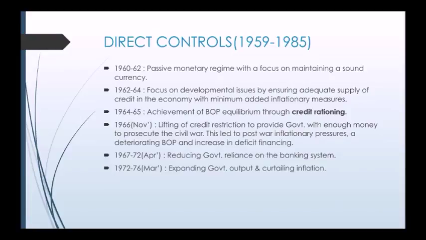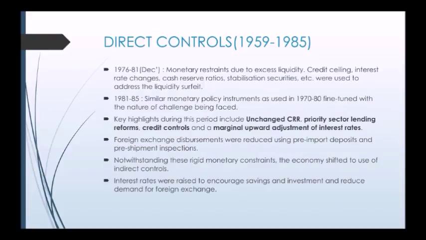The state of the economy in 1964-65 was of a detrimental BOP, and hence credit rationing was applied, which was lifted in 1966 to support the civil war. The aftermath of the war led to the government reducing their reliance on the banking system. The period from 1970 to 1980 had several key highlights. A few of them include an unchanged CRR, priority sector lending reforms, credit controls, and a marginal upward adjustment of interest rates. Rising interest rates to encourage savings and investments reduced the demand for foreign exchange. Notwithstanding these rigid monetary controls, the economy shifted to use of indirect controls.